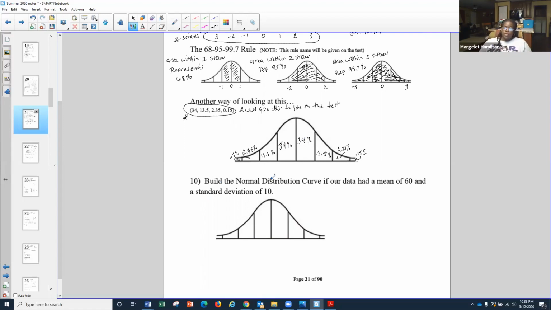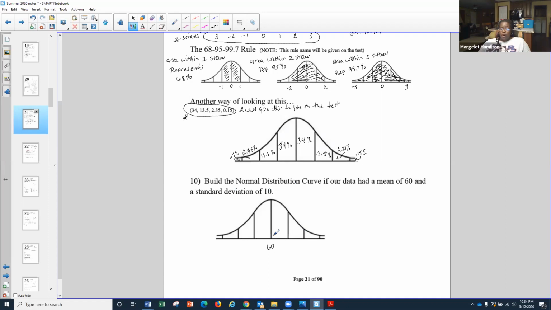All right, now let's see how we're going to use this. It says, build the normal distribution curve if our data had a mean of 60 and a standard deviation of 10. So you're always going to get a mean, and you're going to get a standard deviation. Why? Because we know that the mean is always going to go in the middle. That's what you're building off of, right? So our mean is 60, that goes in the middle. The standard deviation tells us how our data is dispersed, right? So we know that we're going to disperse it by going in increments of 10. Above the mean, we're going to add. Below, we're going to subtract.